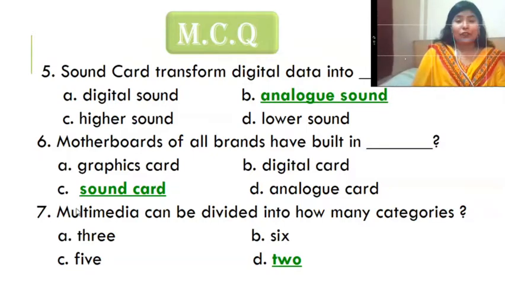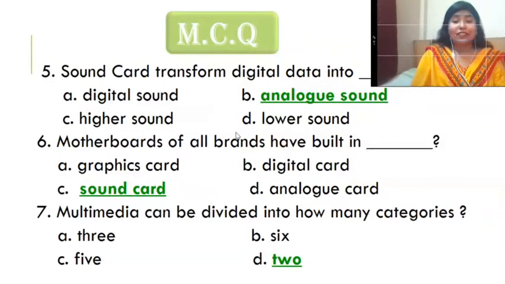So let's move on to our next question, number 5. The question is, sound card transforms digital data into dash sound. A. Digital sound. B. Analog sound. C. Higher sound. D. Lower sound. So let's see, my dear students, which one is the correct answer?